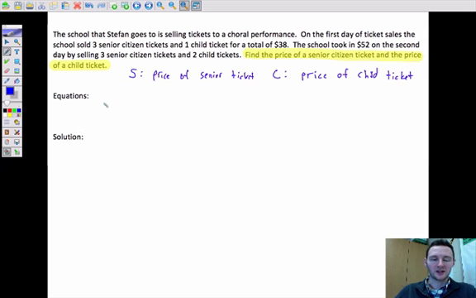To set up an equation here, we have our 2 nights of the choral performance. We have night number 1 where they sold 3 senior tickets. So 3 tickets at whatever price this is. And they sold 1 child's ticket. So one ticket at whatever this price is. This right here, this 3S plus 1C, that gives you the total amount of money that they made, which that night was $38.